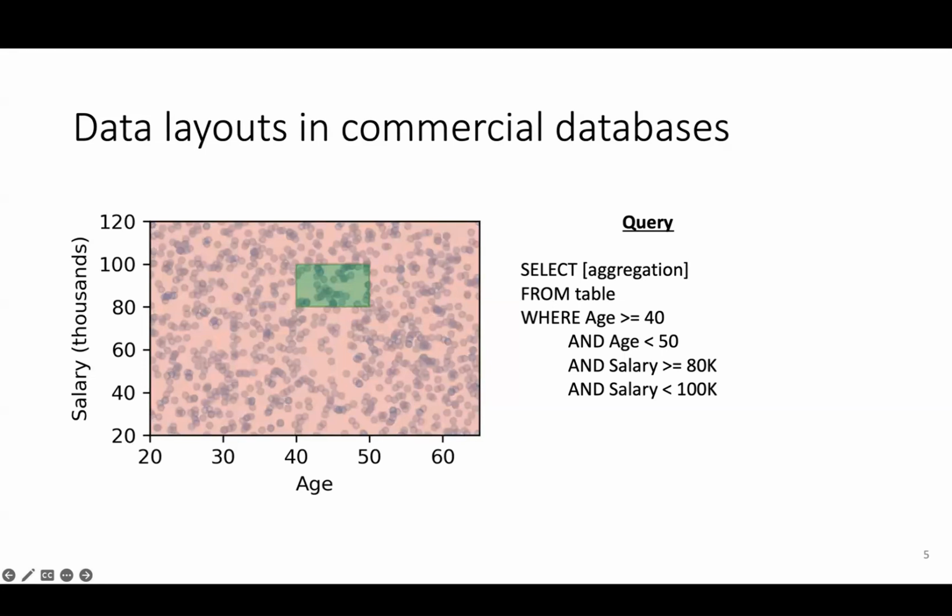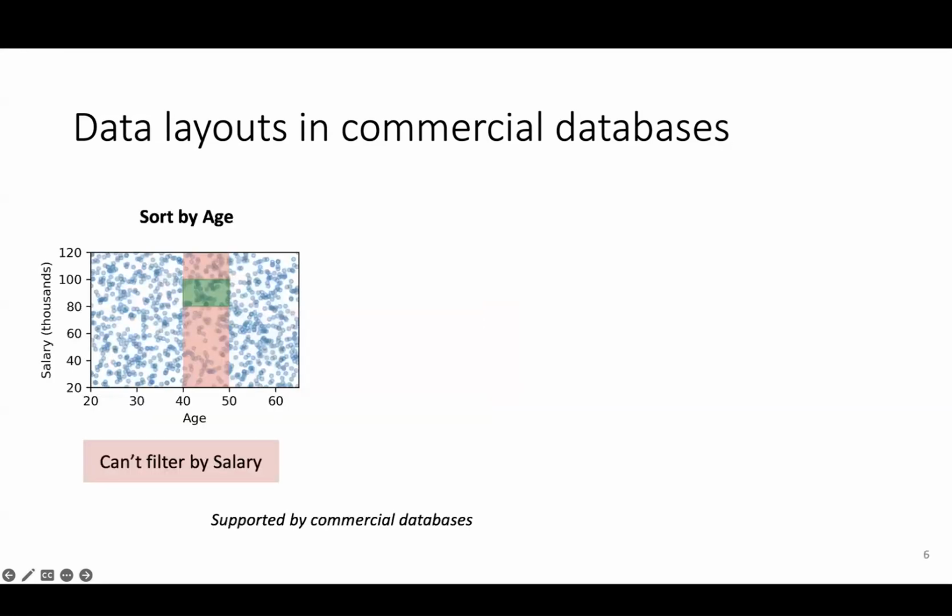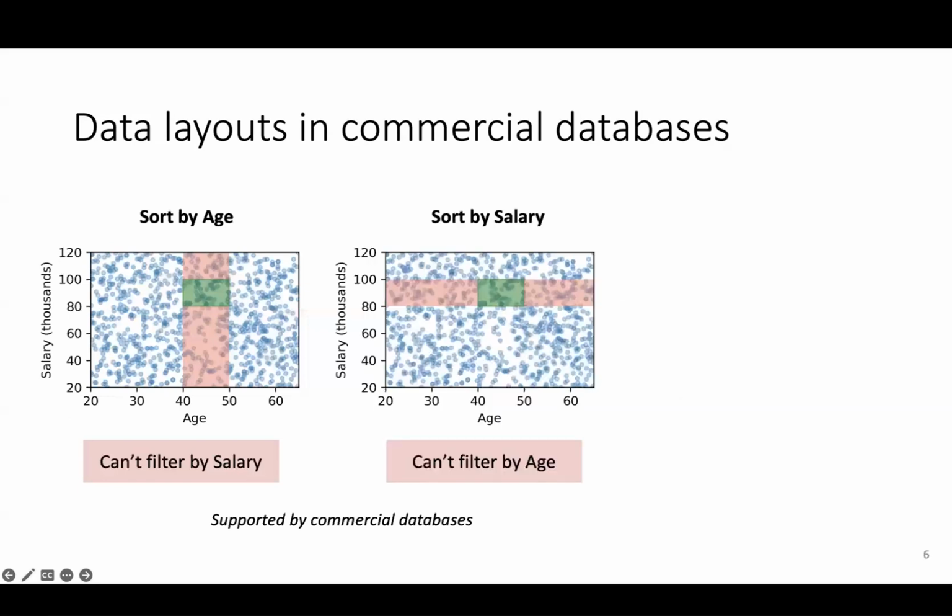So one very common way for systems to reduce the amount of scanning is to lay out the data using a single column sort order. So for example, if we sort all the points by age, we can restrict our scan to only the points that satisfy our filter over age. However, this doesn't help us filter over the salary dimension, so we still end up scanning a lot of extra data. And of course, if we instead sort by salary, we end up with essentially the same problem.